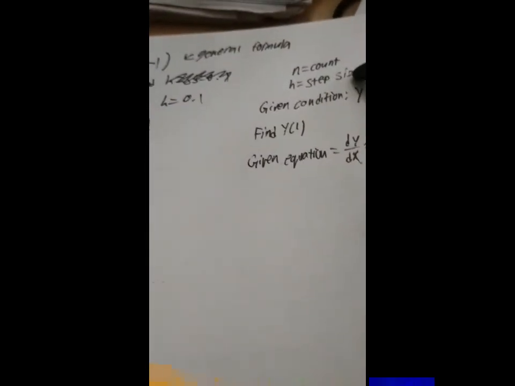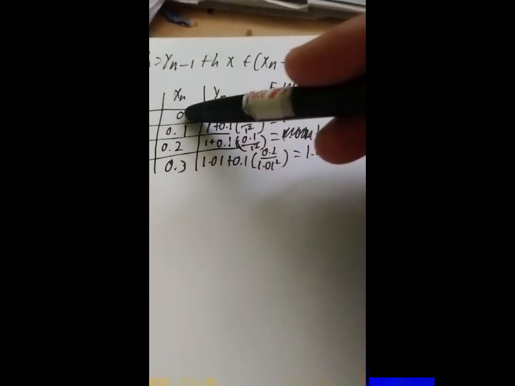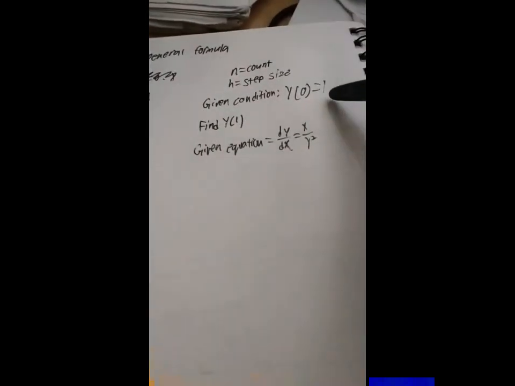h being the step size, which is basically the value that gets added to the initial values of x and y, which will be explained further later on. Our given condition from the question earlier is y0 equals 1, basically meaning when x is 0, y equals 1. And we're trying to find, when x is 1, what is y? So that's what Euler's method is for.